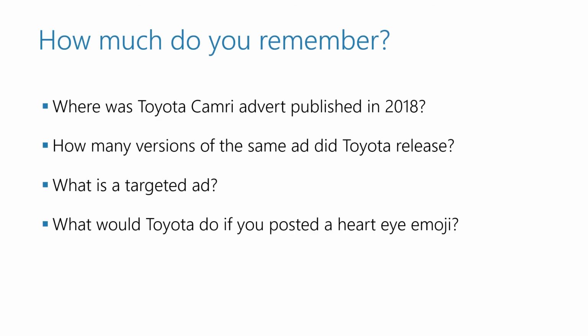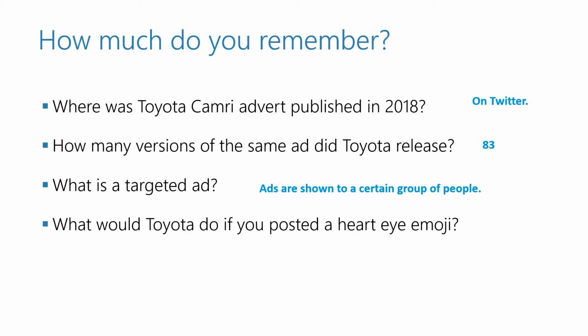Now we'll see how much you remember from the video. If you think it's necessary, you can stop this lesson and watch the video again. The first question is, where was the Toyota Camry advert published in 2018? And the answer is on Twitter. How many versions of the same ad did Toyota release? 83.